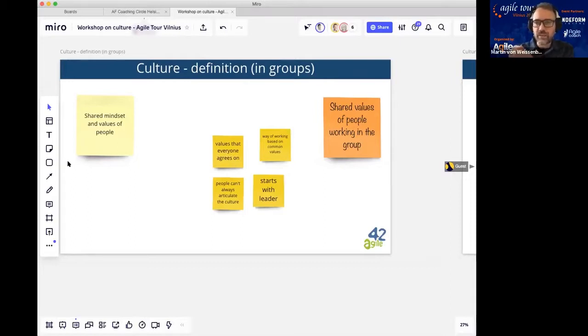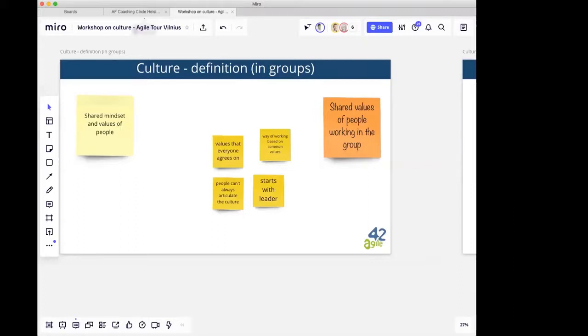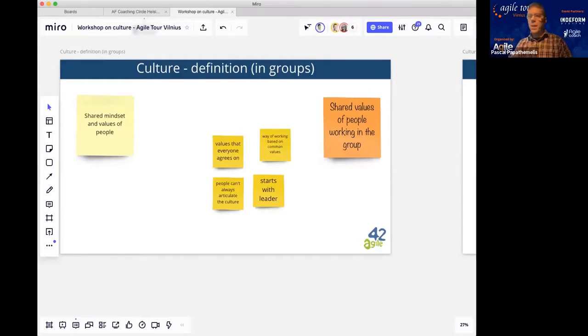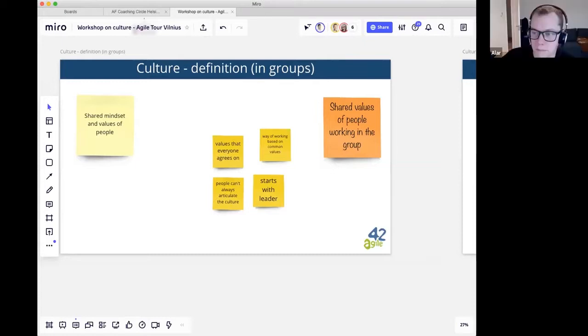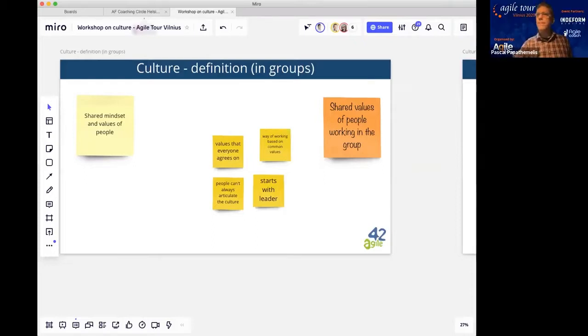Did I get everything? Do we want to add, Nadia and Violetta? Do you want to add anything? No, that was a really good summary. Good. And anything from the other two groups? I think there was group number 2. You had probably the one on the right, shared values?